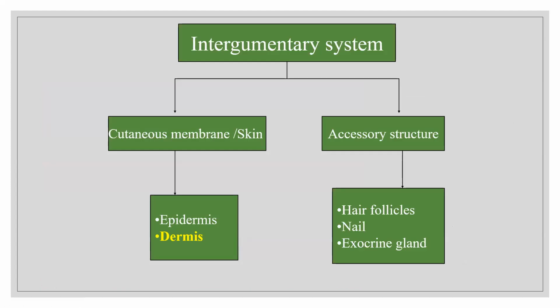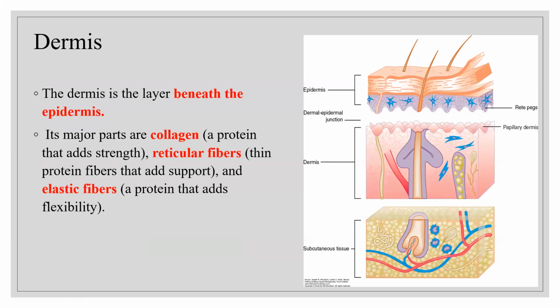And now we go to the dermis, or dermal layer. The dermis is the layer beneath the epidermis. So the epidermis and the dermis layer, the dermal layer. The major parts in the dermis are collagen, reticular fibers, and elastic fibers. All the fibers: collagen, reticular fibers, and elastic fibers.